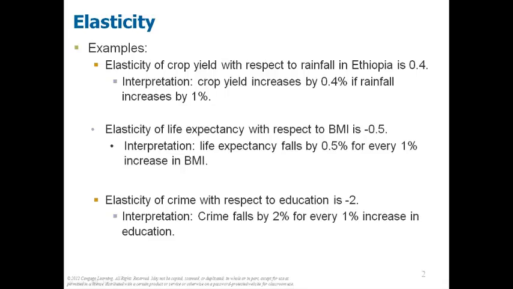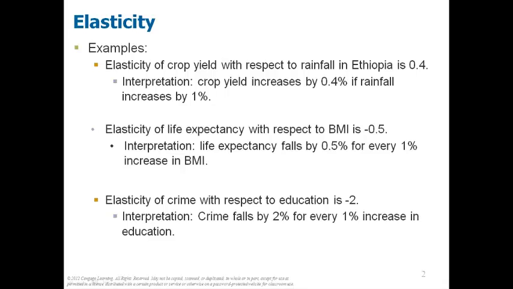And then finally, let's look at the elasticity of crime with respect to education. Here we went out and measured this empirically and found that this elasticity is equal to -2, meaning that there's an inverse relationship. And so the interpretation is that crime rates fall by 2% for every 1% increase in education spending. So these two things are inversely related. Why might that be? Well, in general, if people are more educated, they're less likely to be unemployed, and they're less likely to commit crime.